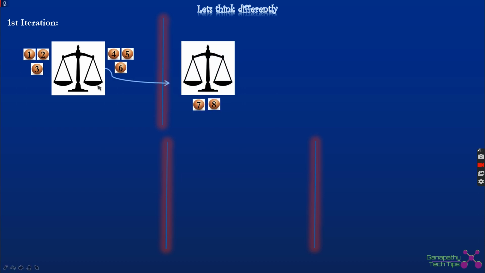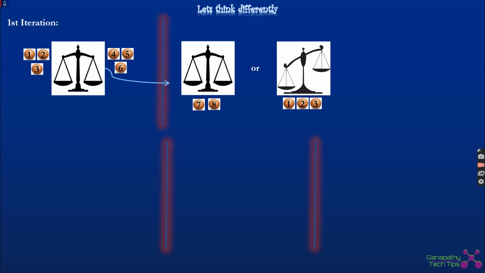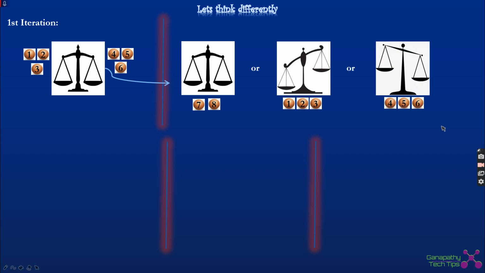Either the balance will weigh the same. In this case, the suspect is going to be either 7 or 8. Or it will go down on the left side. In this case, our suspect is going to be 1, 2 or 3. And if it goes down on the right side, our suspect is going to be 4, 5, 6. So as the possible outcome of the first iteration, we will end up with 3 possible cases.